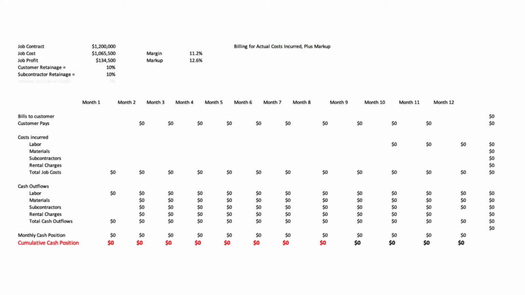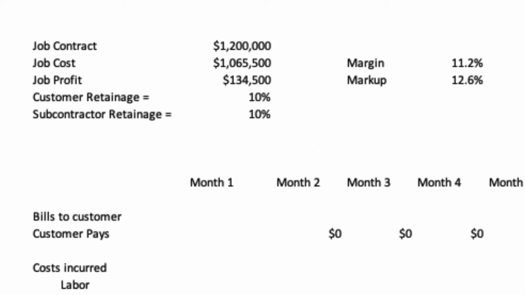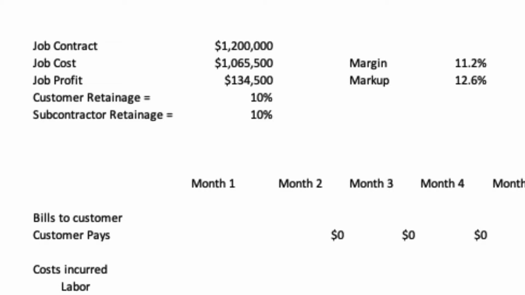For the sake of illustration, let's assume the following. Job contract amount of $1.2 million. Job cost of $1,065,500. So the job profit is $134,500. The markup is 12.6%. So the margin is 11.2%. The customer retainage is 10%. And the subcontractor retainage is also 10%.